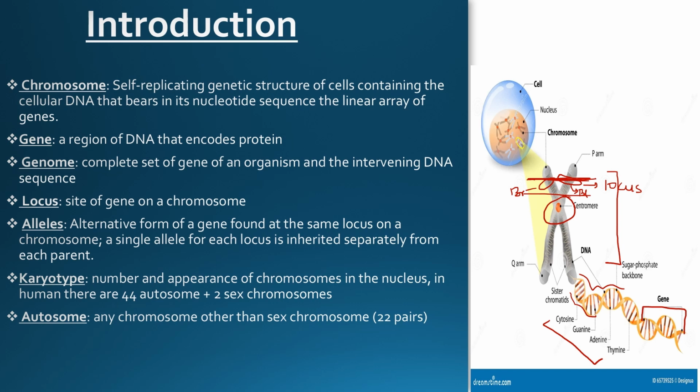Now, what is a karyotype? A karyotype is the number and appearance of chromosomes in the nucleus. In humans, there are 22 pairs of autosomes and one pair of sex chromosomes. This pair decides whether the baby will be a girl or a boy. Autosomes are any chromosomes other than the sex chromosomes.